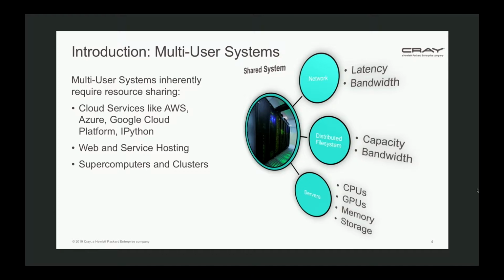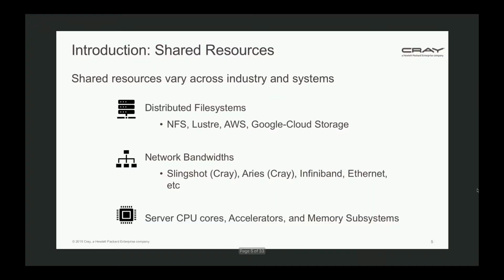So in these environments, you're essentially sharing something like a server, or the network bandwidth, or a distributed file system with other users. You're not supposed to impact other users, but in actuality you do, because they're very complicated systems, especially these big machines with lots of connected servers and lots of shared resources. Examples of shared resources are things like distributed file systems, network bandwidth, server CPU cores, GPUs, and also just memory on a server.